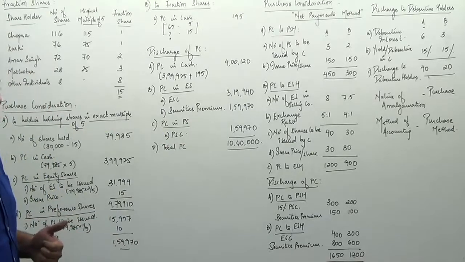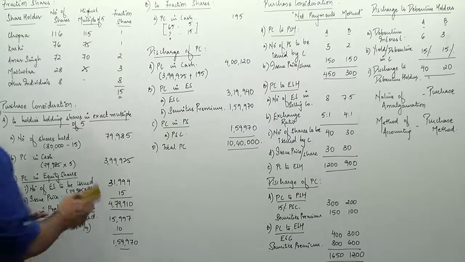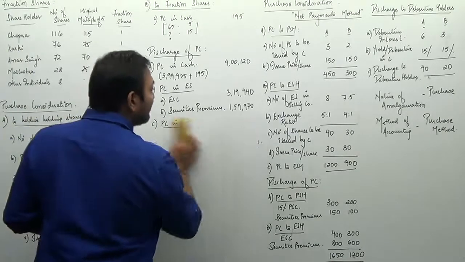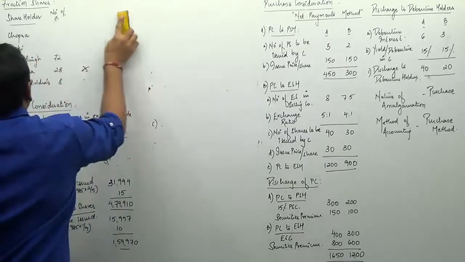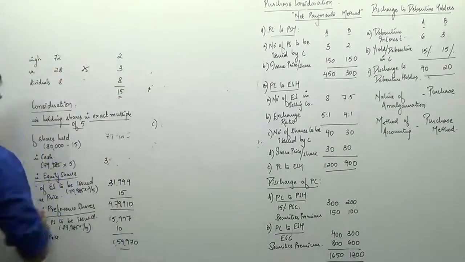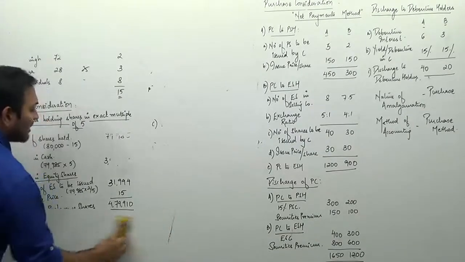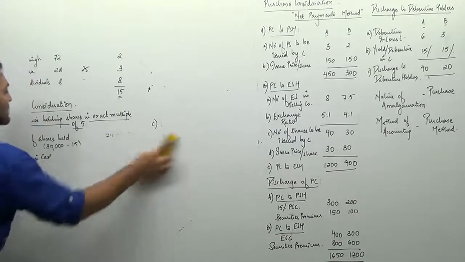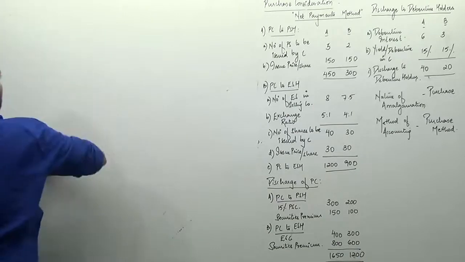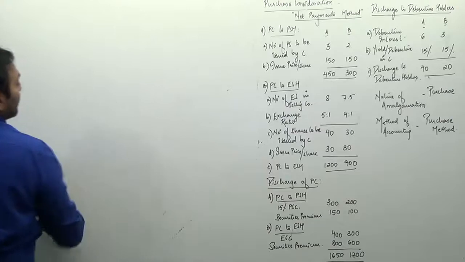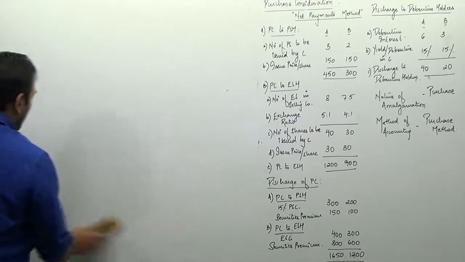First step, always PC. Second step, identifying nature of amalgamation. Third step, if it is a purchase method, then what do we need? We need goodwill or capital reserve to prepare the balance sheet. If it was pooling of interest method, my third working note would be reserves of selling company taken over. So here it is a purchase method. We need to calculate the amount of goodwill or capital reserve and then we can go for the balance sheet directly.